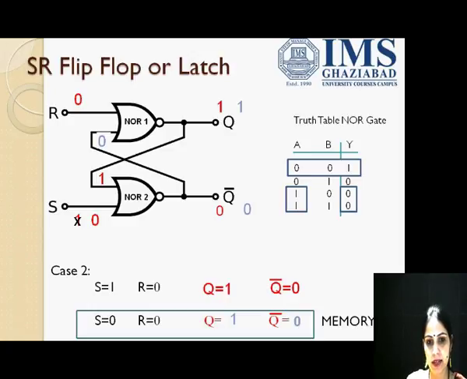That means when S is equal to 0 and R is equal to 0, this particular flip-flop works as a memory element. That means it latches the value. If Q is 1, it would remain as 1. If Q is 0, it would remain as 0.